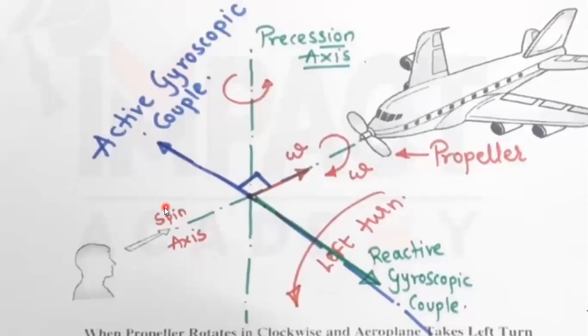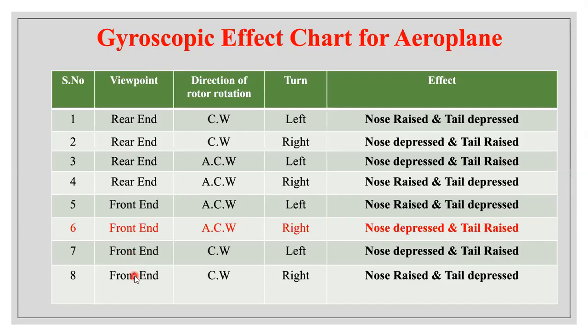In the next case, the propeller is rotating in clockwise direction and we are viewing from the front end. So totally there are 8 cases. I plan to discuss 3 to 4 cases, and the same thing holds good for all the cases. Or else you can also try to use this tabular column so that it will be very easy for solving the problem. Because in the problem, they will be asking us to write the effect on the aeroplane when it takes left or right turn.